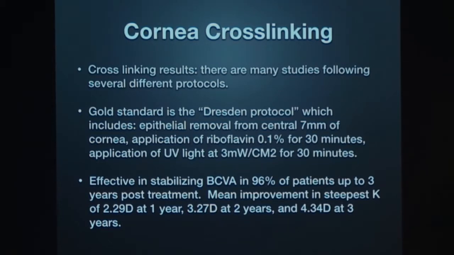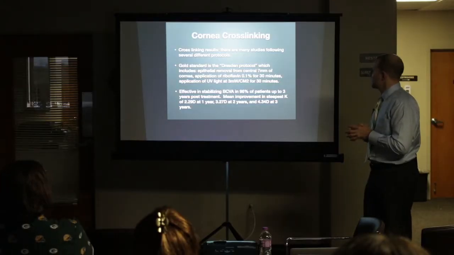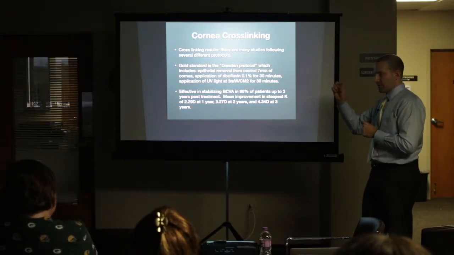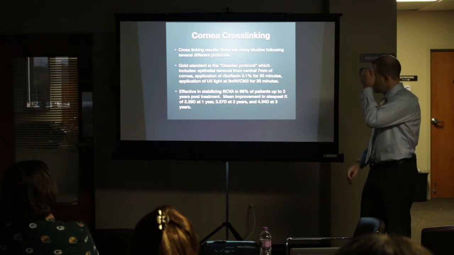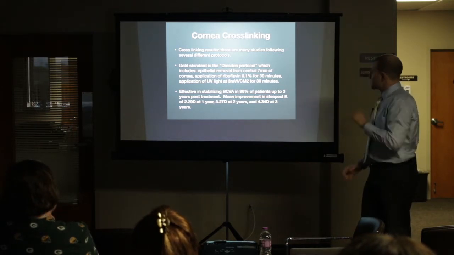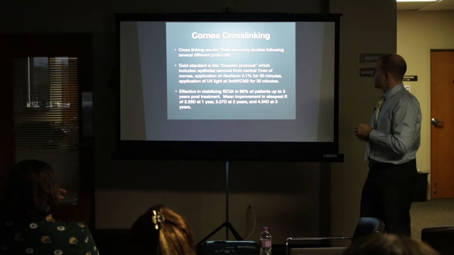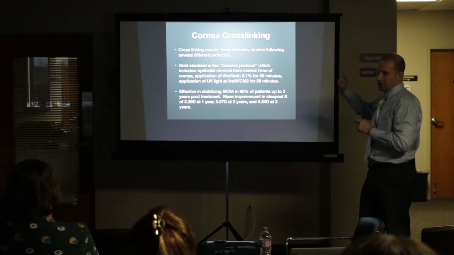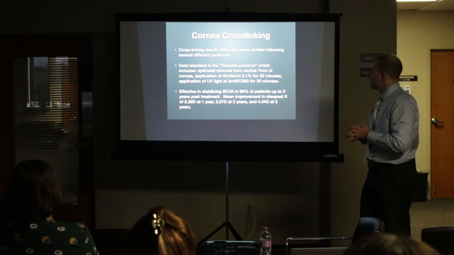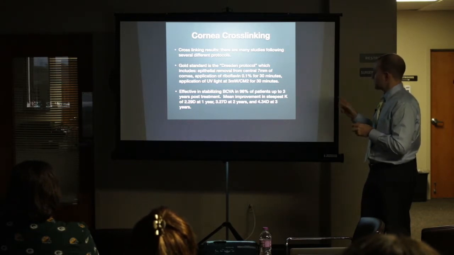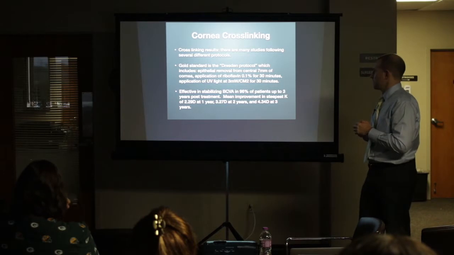And then the application of ultraviolet light at a certain power for an additional 30 minutes. And while you're doing that, you're putting more riboflavin drops in, so there's plenty of riboflavin there. Basically, the riboflavin is making the chemical bond. It's activated by the ultraviolet light. So this amount of vitamin, an amount of ultraviolet light, and time is effective in stabilizing the best corrected visual acuity in 96% of patients after 3 years of treatment.